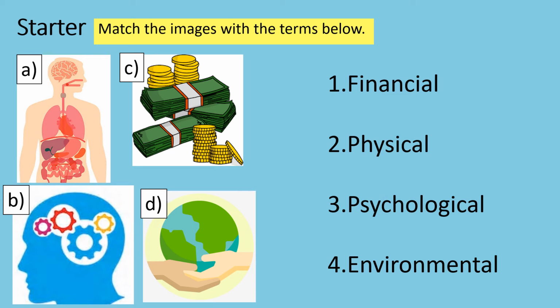Okay, so the starter for this lesson: match the images with the terms below. All of these relate to our lesson and the theme of our lesson today. You could do this activity on a scrap bit of paper, a whiteboard, a book, whatever you fancy, or it could be a silent reflection. Choice is yours. Match the images with the terms below.